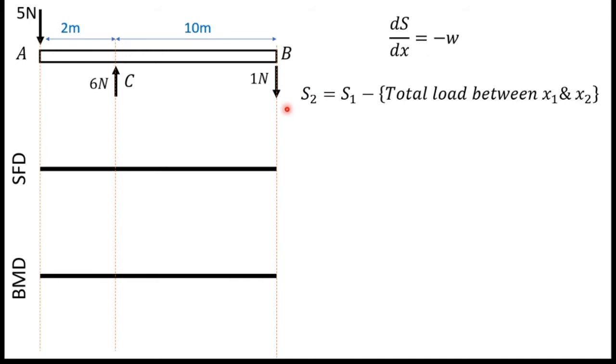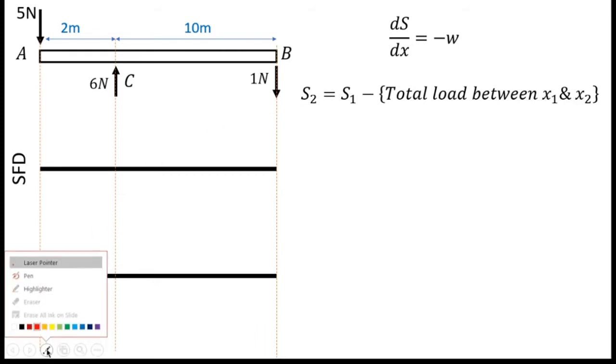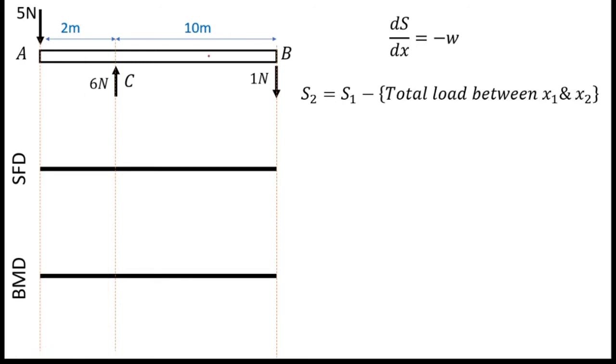For that we have to use this formula. It says S2 equals S1 minus total load between x1 and x2. So this formula is used to find values, not slope. Okay, we will see how to draw shear force diagram for this beam.